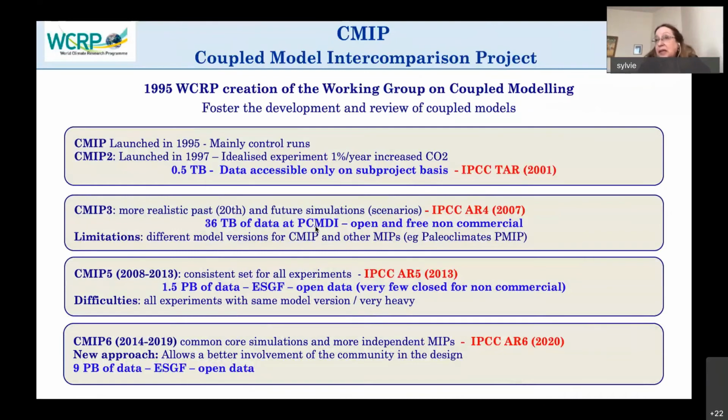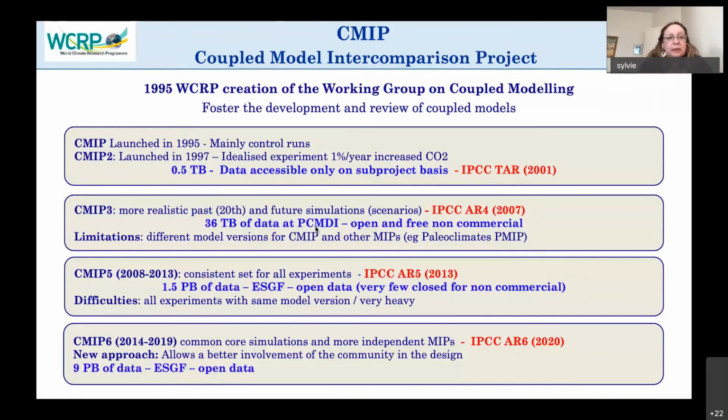It started in 1995. The various stages have been quite linked with IPCC. So IPCC gives the phasing, the timing of those exercises, because the idea is to have those exercises ready to be used in IPCC assessment reports. Mainly the results I'm showing are from CMIP5 that was prepared for AR5, and CMIP6 is the latest one, for which most of the papers have been sent in 2019. They are still under publication, and AR6 is going to be in 2021.